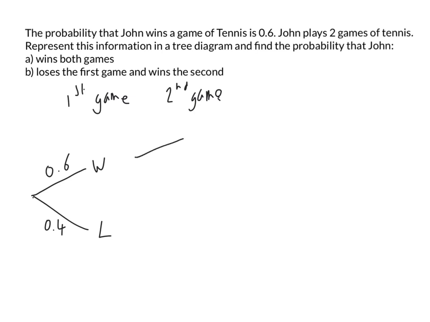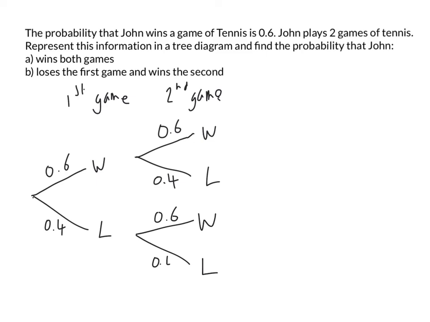If he wins the first game, he can go on and play a second game, and he can win it, or he could lose it. Chances of winning, 0.6. Chances of losing, 0.4. If he loses the first game, he can still go on ahead and win the second game, or he could lose the second game. Again, winning 0.6, losing 0.4.